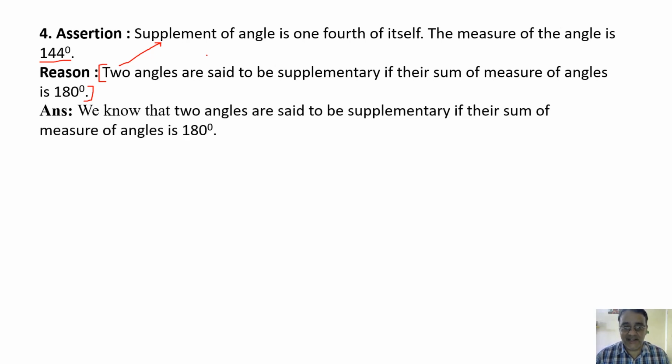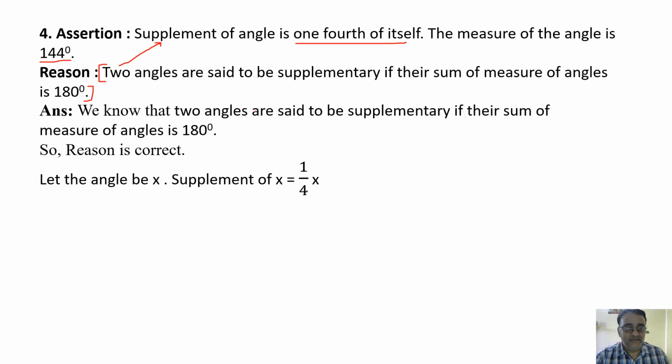Okay, so पहले तो ये लिख लेंगे, we know that two angles are said to be supplementary if their sum of measure of angles is 180 degree. So reason is correct. Now for assertion, let the angle be x. तो उसका supplement क्या हो जाएगा? 1/4 of itself लिखा हुआ है. Supplement will be 1/4 of x. तो x और 1/4 of x both are equal. Let the angle be x. So supplement of x will be 1/4x. ठीक है, supplement of x इतना क्वेश्चन में लिखा हुआ है ना, 1/4 of itself.